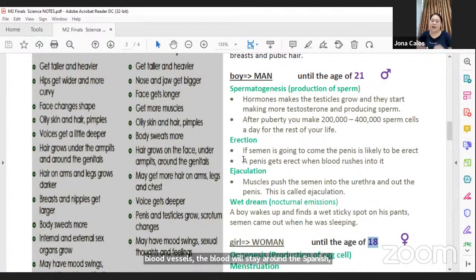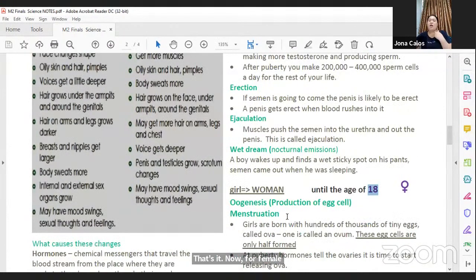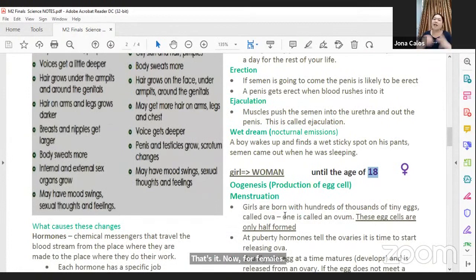That's the erection. And it will prepare the male reproductive system to ejaculate the sperm. The ejaculating is a process where the semen and the sperm will be going out of the male body. That's it. Now, for females, they don't have oogenesis at puberty.